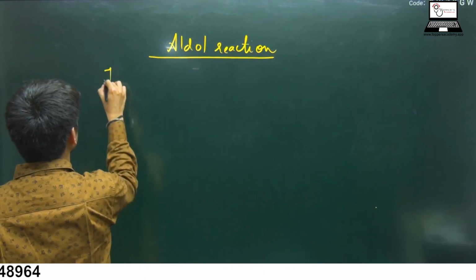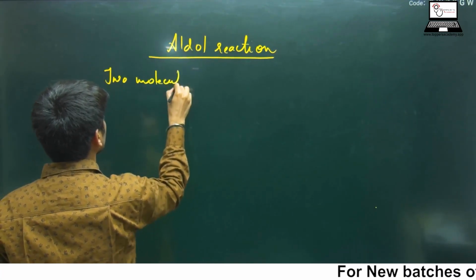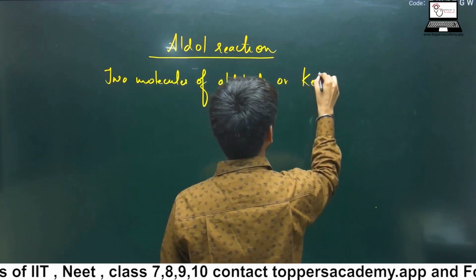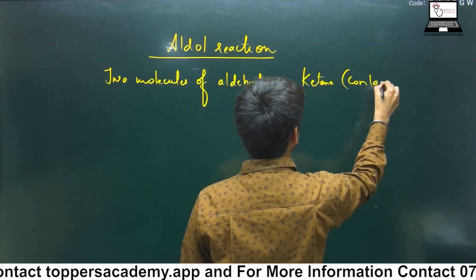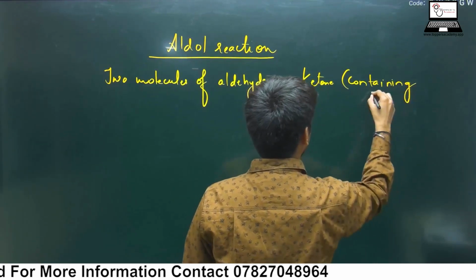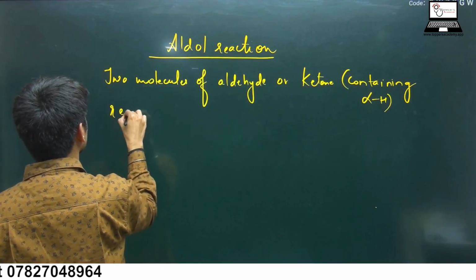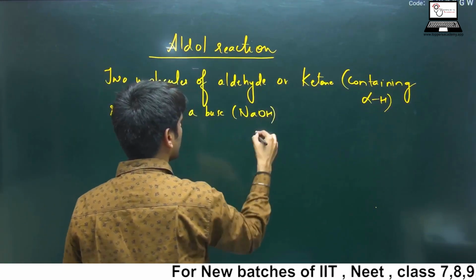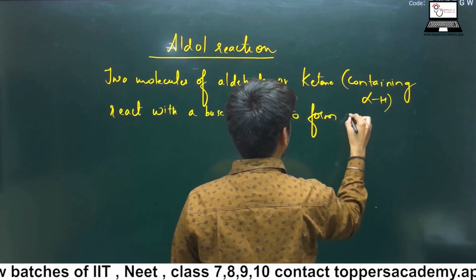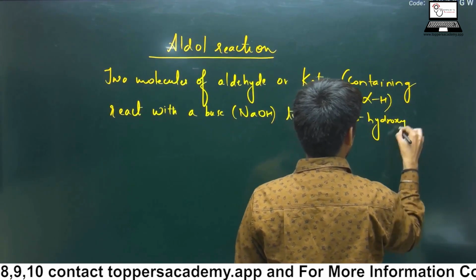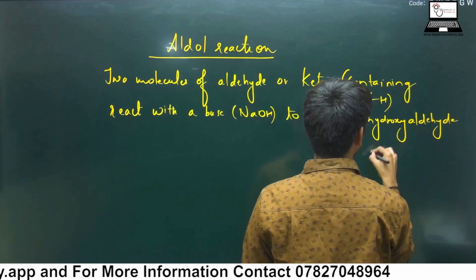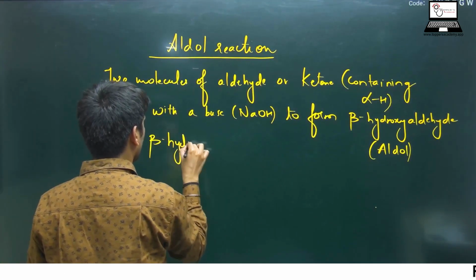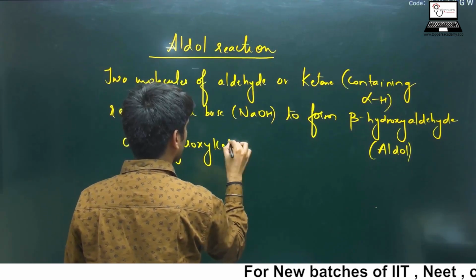Now, in this reaction, two molecules of aldehydes or ketone containing alpha H react with a base, for say NaOH, to form beta hydroxy aldehyde, which is called aldol, or beta hydroxy ketone, that is ketol.